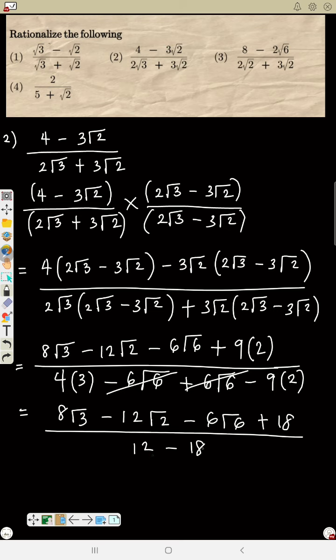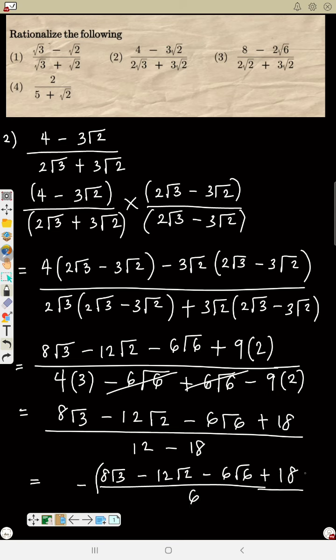that is minus 6. So that means the final answer is minus 8 root 3 minus 12 root 2 minus 6 root 6 plus 18, divided by 6. So the minus of the 6 is what I write here. So this is the answer. So you can leave it like that. 6 can go in all these ones, but it cannot go here. So I leave it this way.